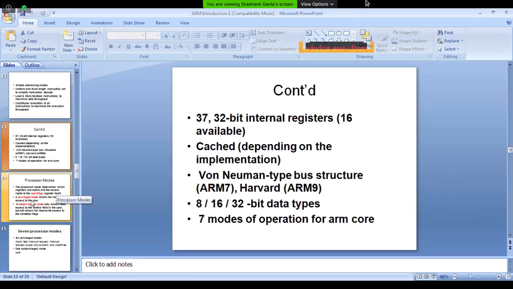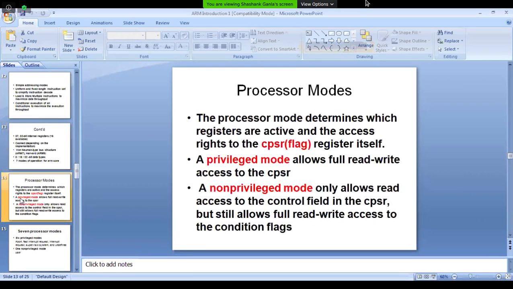So these modes of operations of ARM architecture are divided into two parts. One is called the privileged modes of operations. The other one is called the non-privileged modes of operations. So please have a reading of this. I will explain.